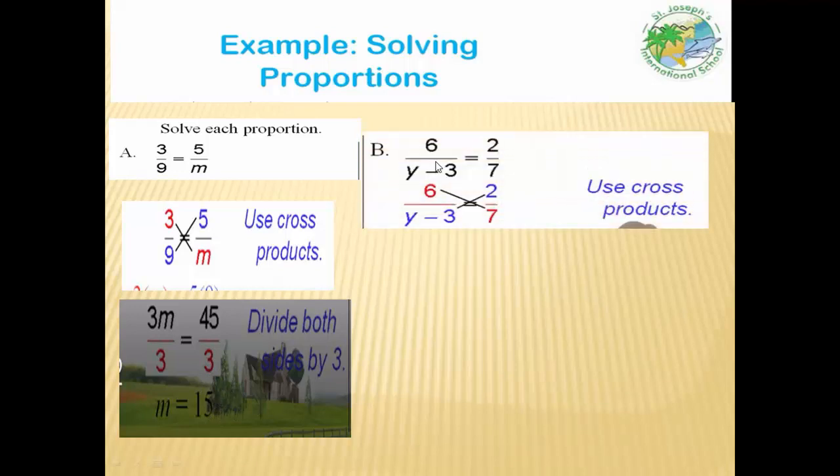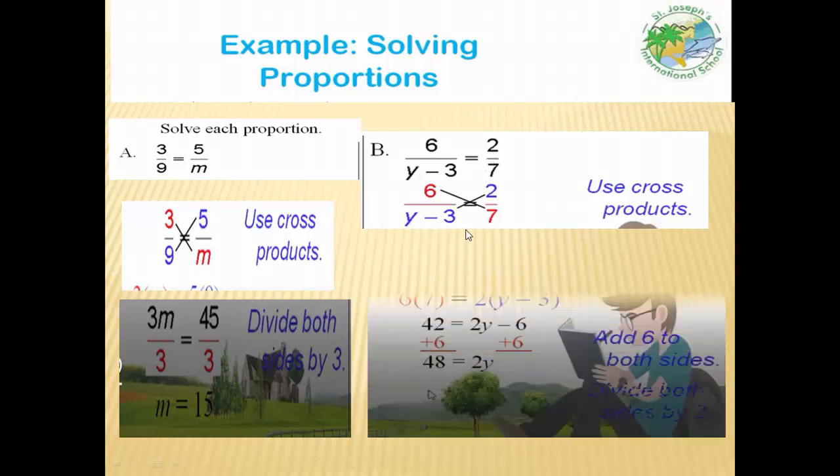Another exercise, or another example: 6 over y minus 3 equals 2 over 7. Then by cross products, 7 times 6 equals 2 times y minus 3. 6 times 7, we can write 6 times 7 between brackets, 6 times 7 is 42, equals 2y minus 6.